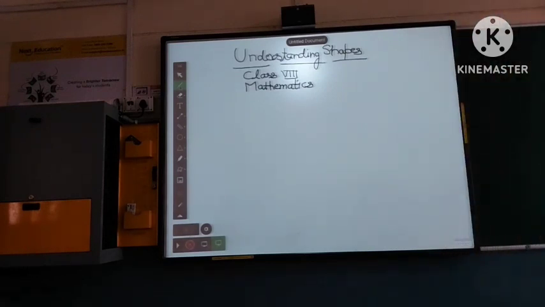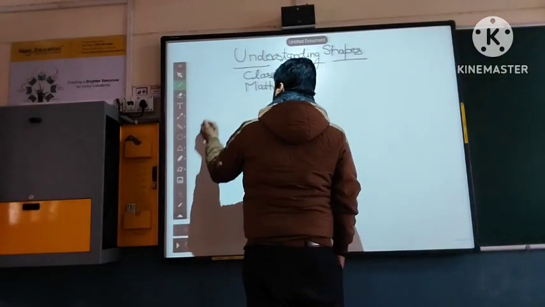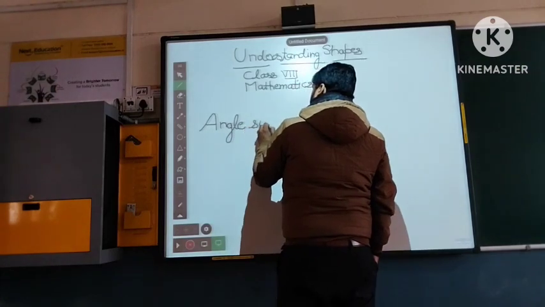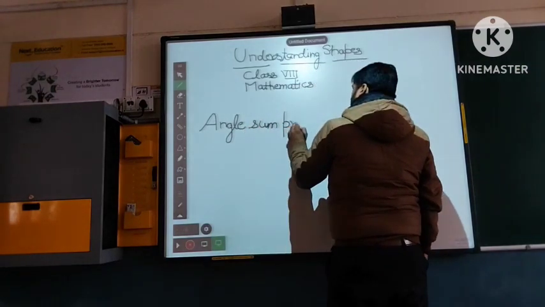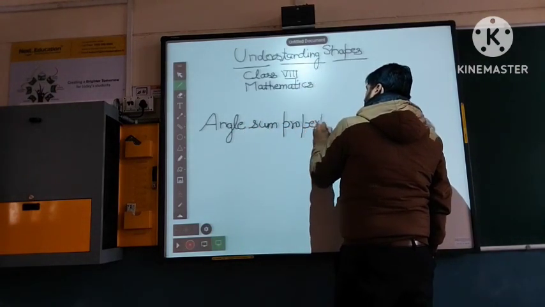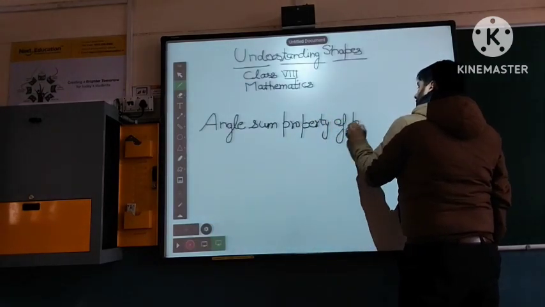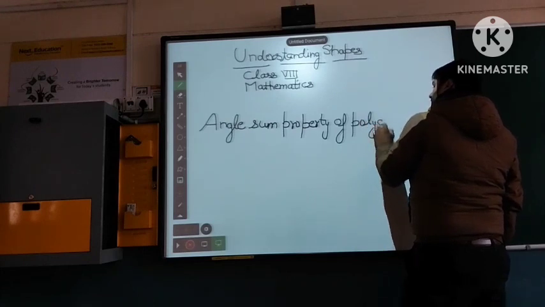First, some theory portion, kind of revision only, of what we have already done, so that the video becomes complete for so many of you. Now see here, I'm first discussing this angle sum property that you already know. Now, what is the angle sum property of polygons?